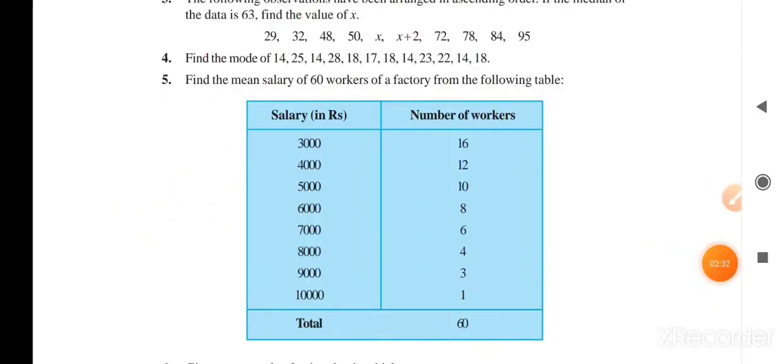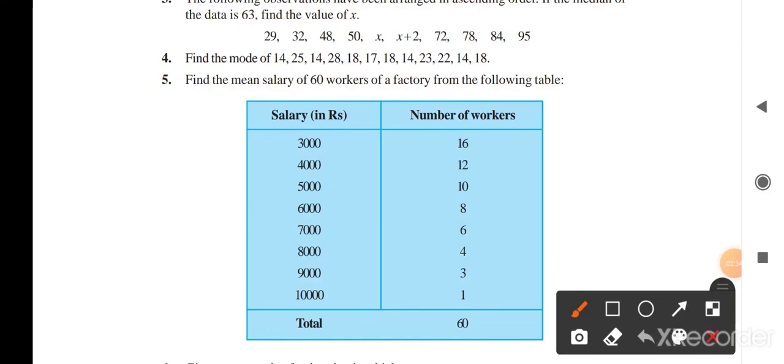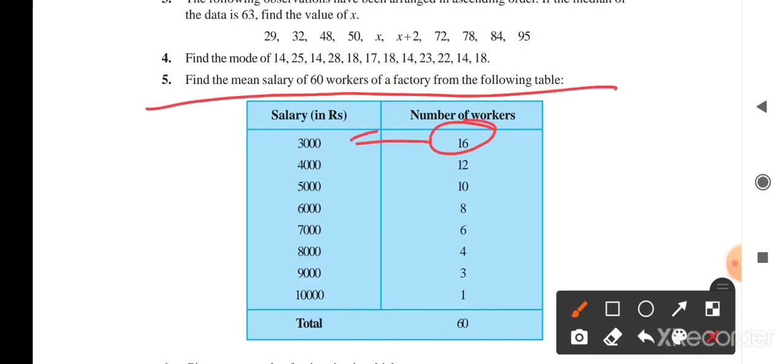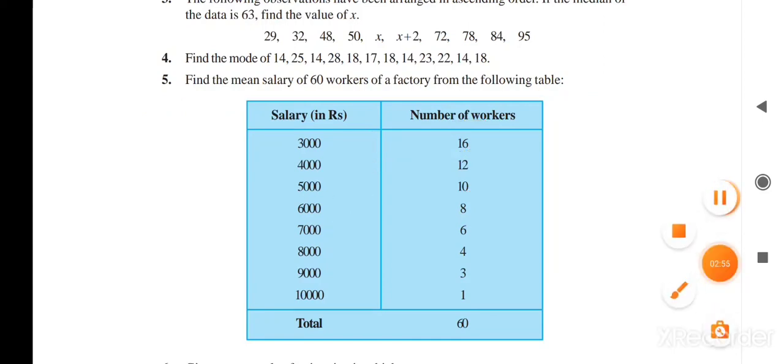This is the next question of the exercise, in which you are given the salaries of 60 workers. 16 workers get 3,000 salary each, and 12 workers get a salary of 4,000 each, and 10 get 5,000, 8 get 6,000, like that. And you have to find the mean of this data. I will show you how.